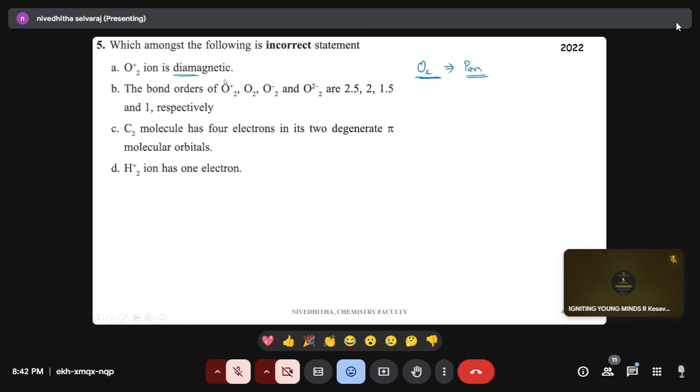So the second option is talking about the bond orders of O2 plus, O2, O2 minus, and O2 2 minus, and we have to find whether these bond orders are right. But here there is only one answer, so the first option will be the answer. Okay. If you want me to draw the diagram, you just let me know. We'll draw, or we'll move on to the next question. Shall we move on to the next question? Yes ma'am. Okay.